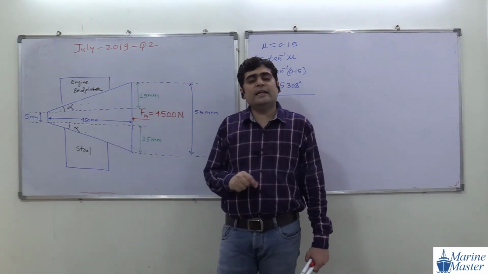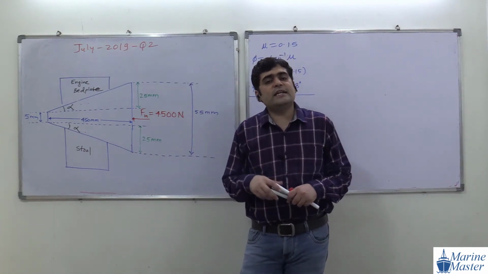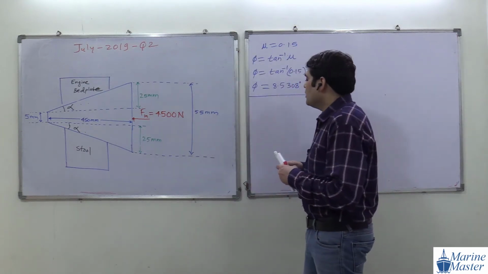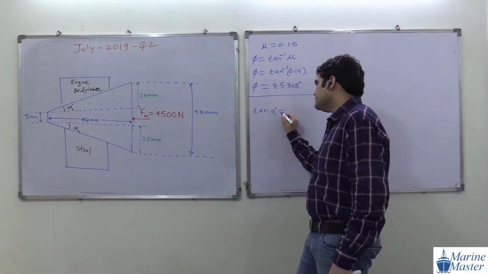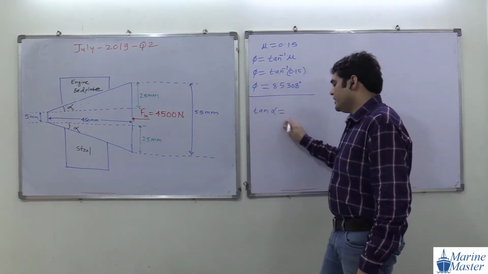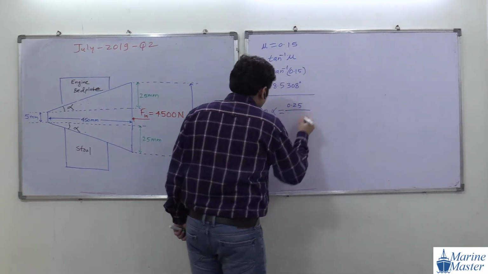Adjacent. What is the relation between opposite and adjacent, guys? What is the relation, tan? Okay, very good. The relation is tan. So tan alpha will be equal to what? Tan alpha will be equal to 25, or in other words, in meter, 0.25 divided by what, guys?